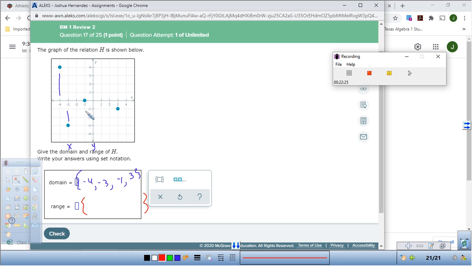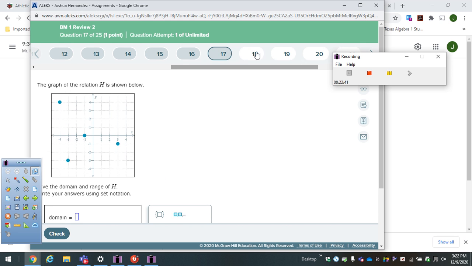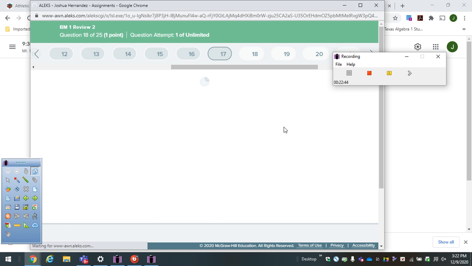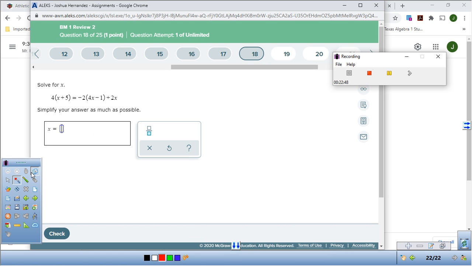For my range, my y values, I would have, least to greatest, -3, -1, 0, and 4. This one's solved. This one's pretty easy.